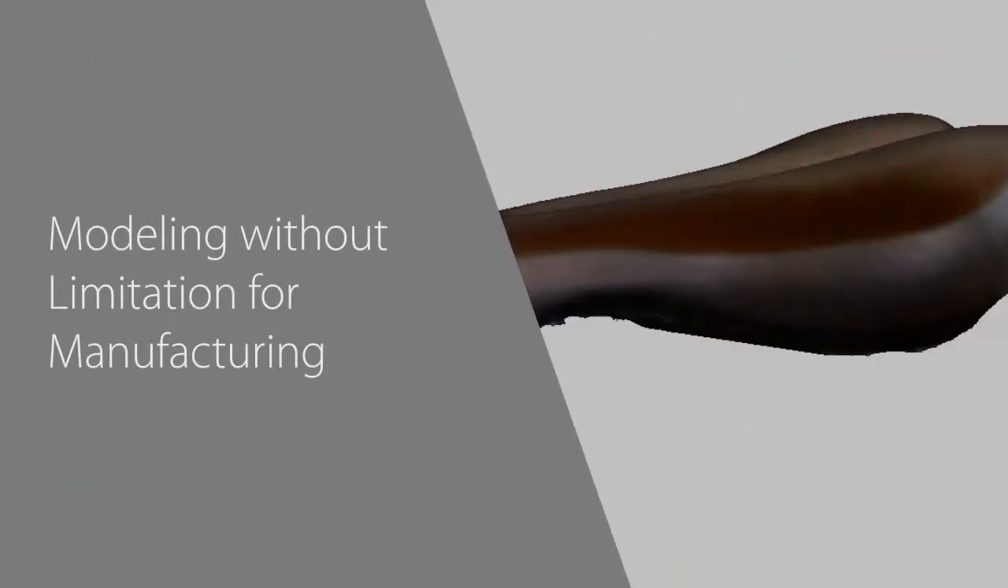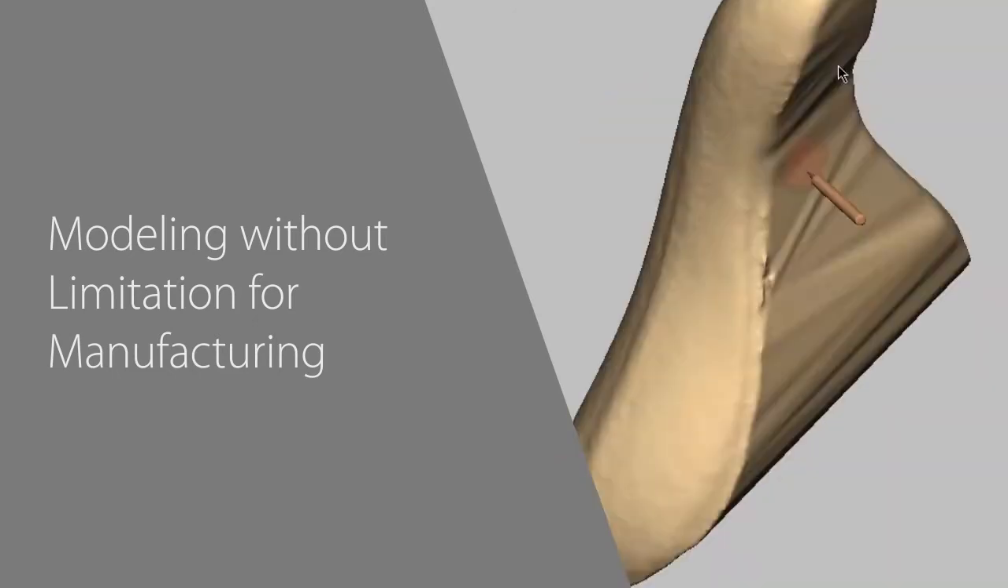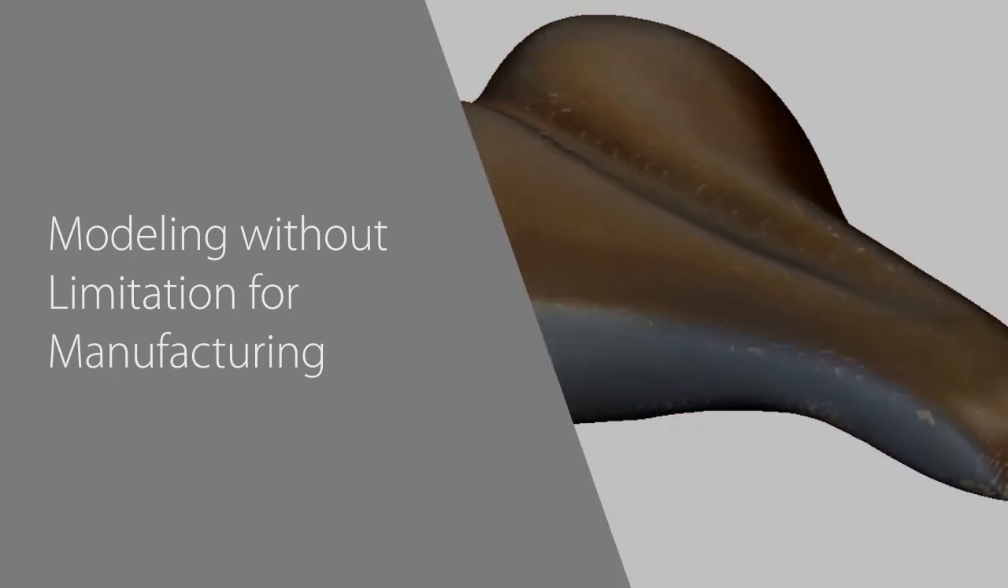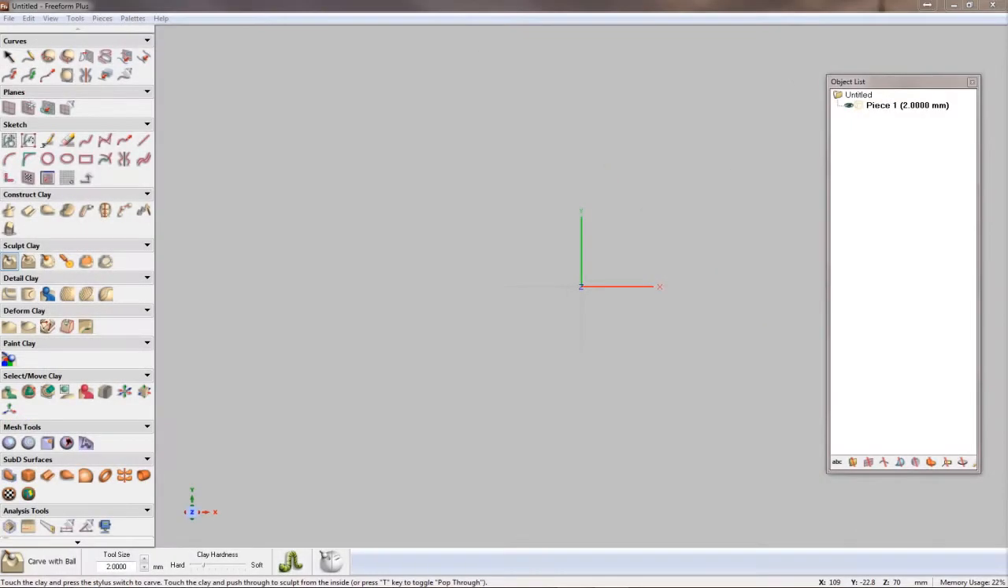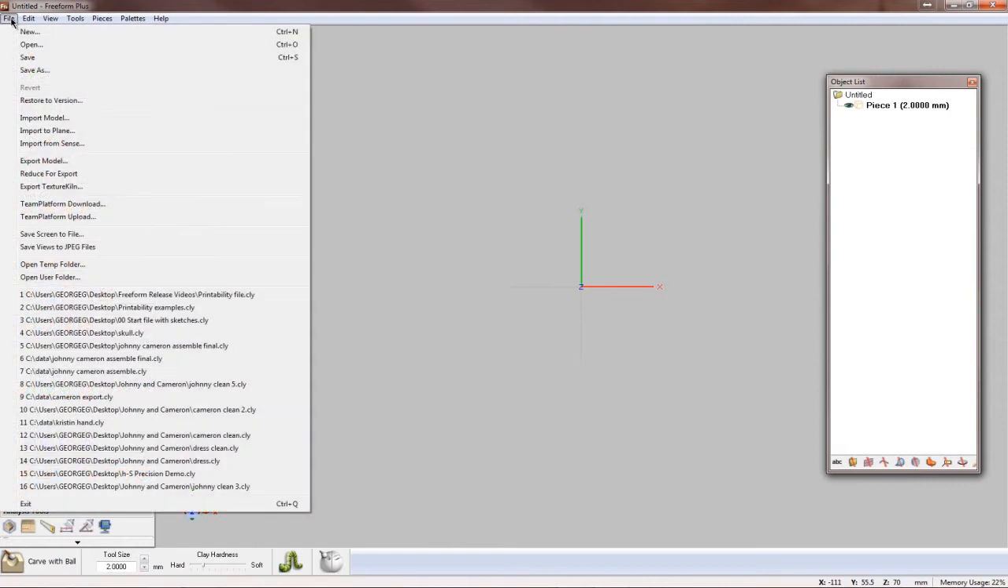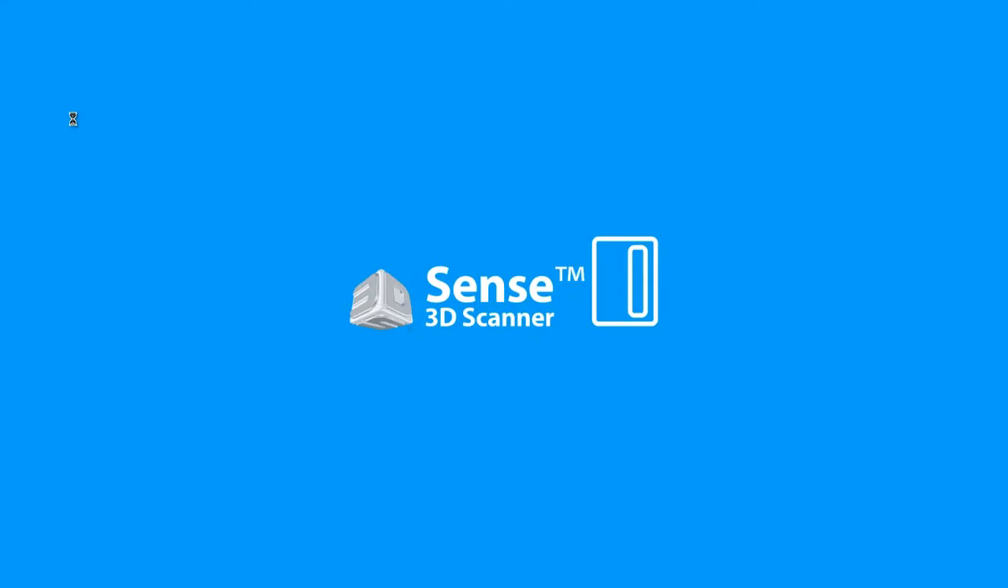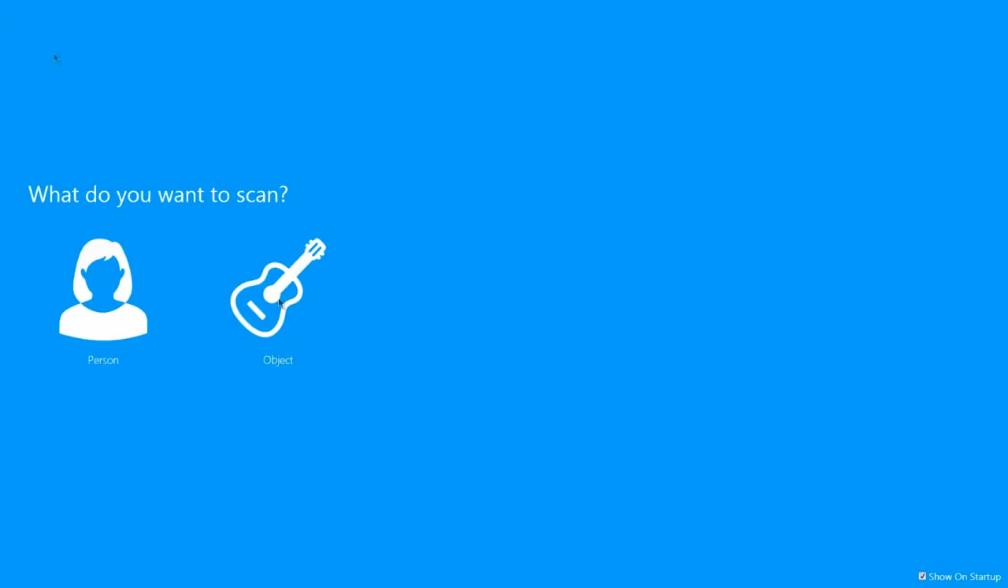Geomagic Freeform has been updated for 2014 with new improvements that make it even easier for engineers and designers to go from concept to prototype to production. Freeform software has always worked closely with 3D scanning technology, but for 2014 we've made it even easier to edit your scans with a haptic device or mouse by integrating 3D Systems' Sense Scanner directly into the interface.